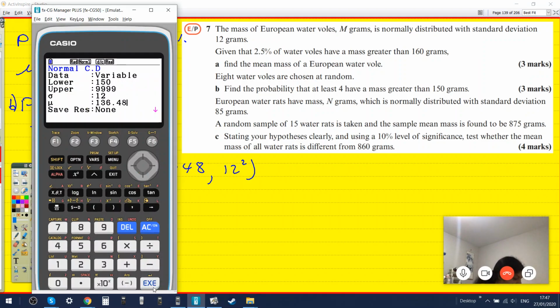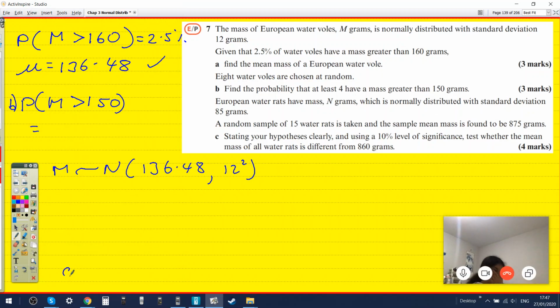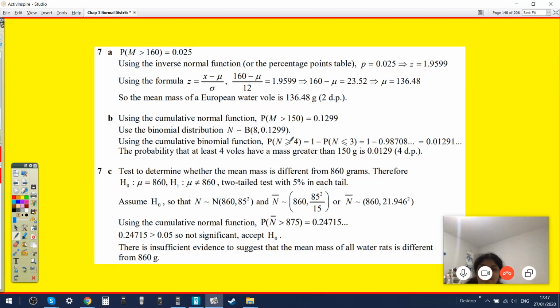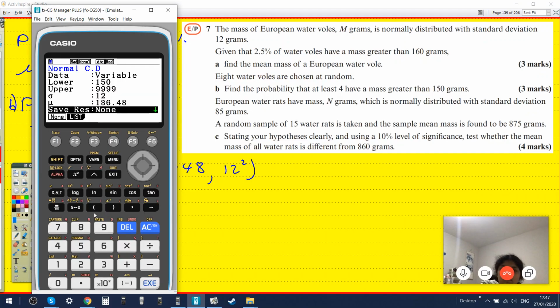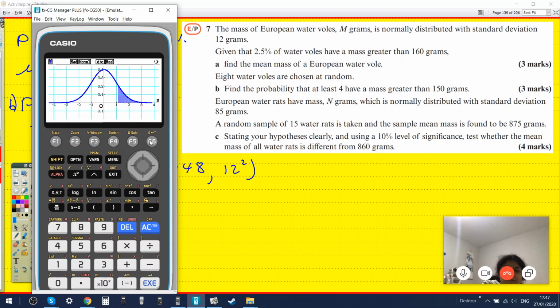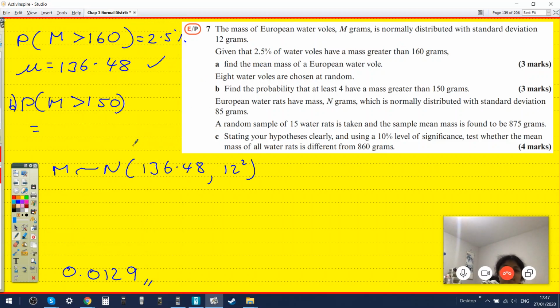I got 0.0129. No, 1.29%, yep. And see. Oh, it's two-tailed. Do we try it anyway? Okay.